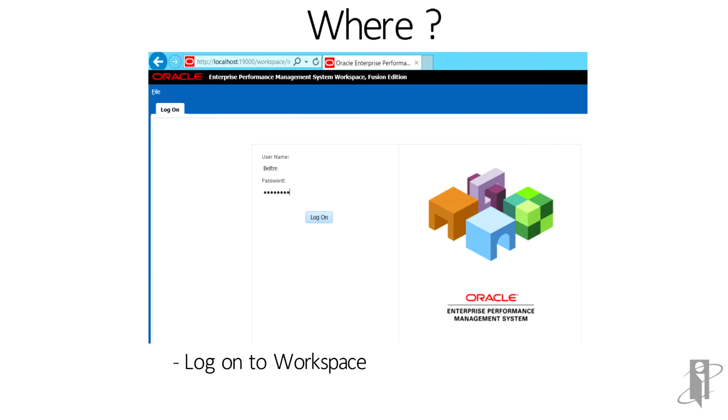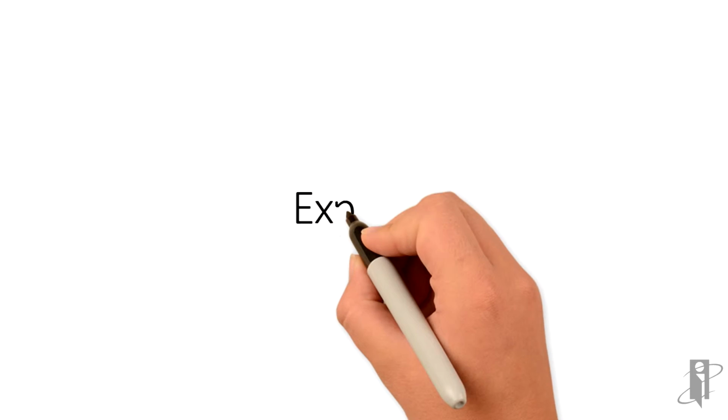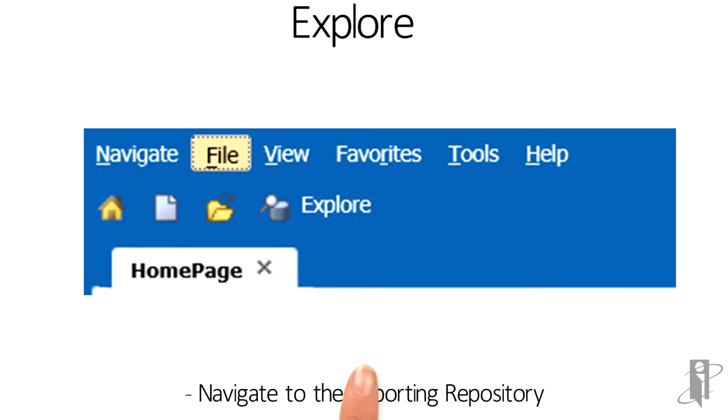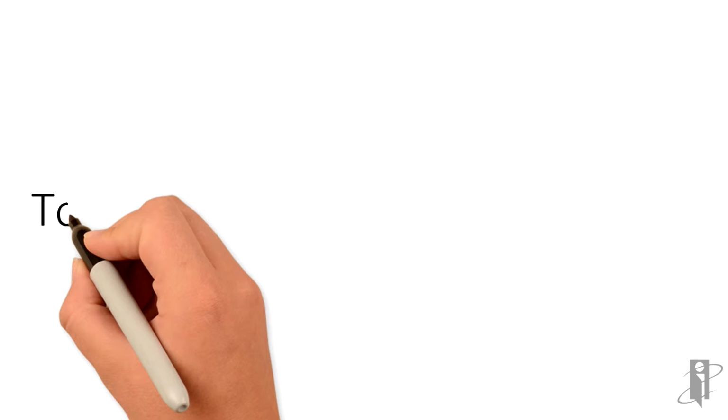In order to change the data source, you must first log into Workspace. If you don't have the link to Workspace, contact your Essbase administrator. Once you've logged into Workspace, navigate to the reporting repository by clicking on the Explore button. Some users have the Explore set to their home page, which eliminates that one extra click to the reports.